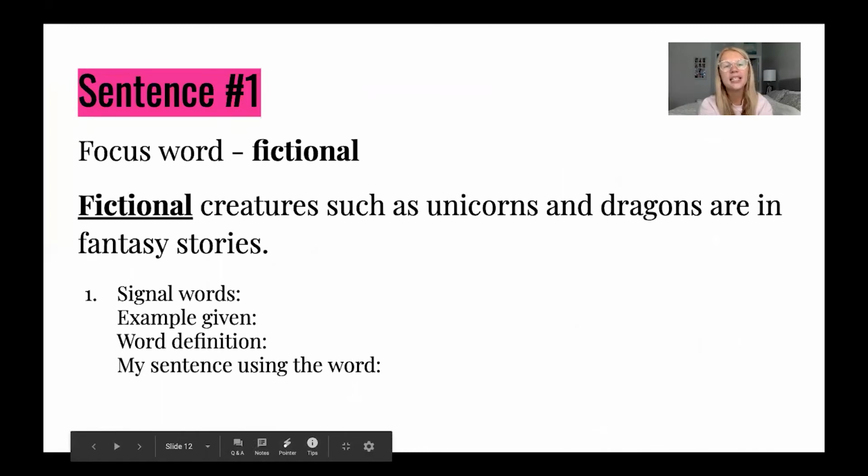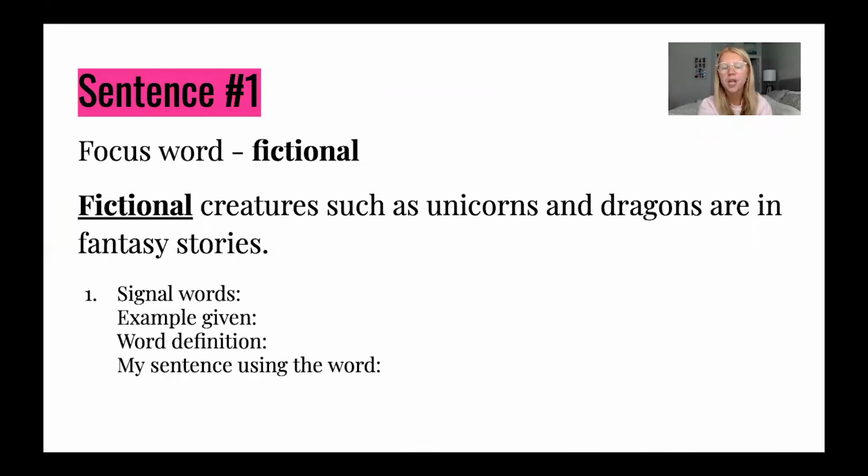Okay, so sentence number 1. Our focus word in this sentence is fictional. Fictional creatures such as unicorns and dragons are in fantasy stories. Again, fictional creatures such as unicorns and dragons are in fantasy stories.